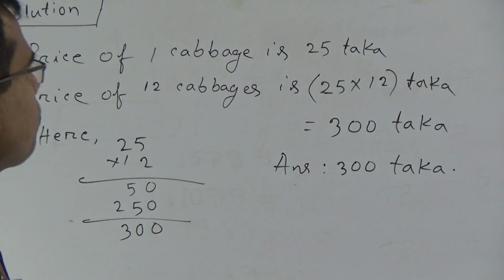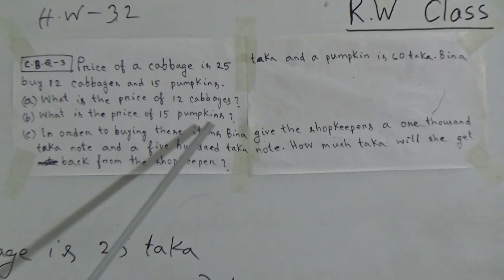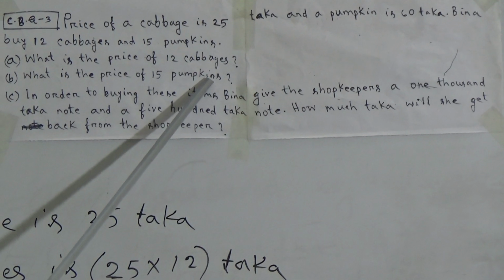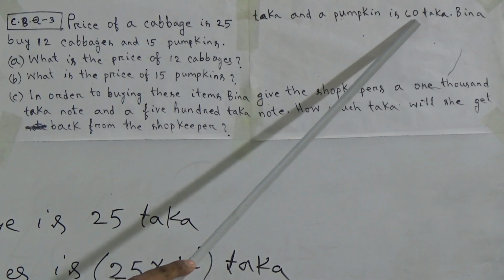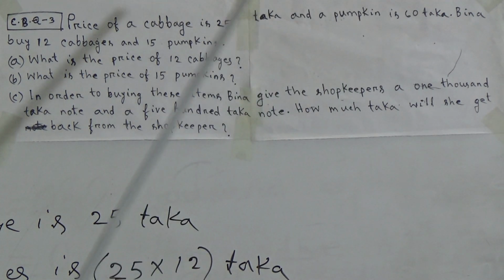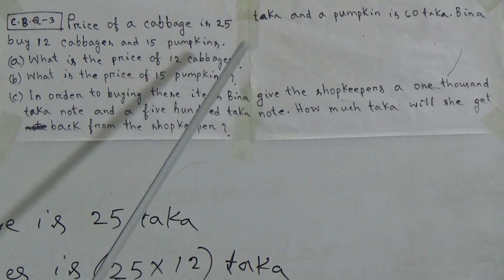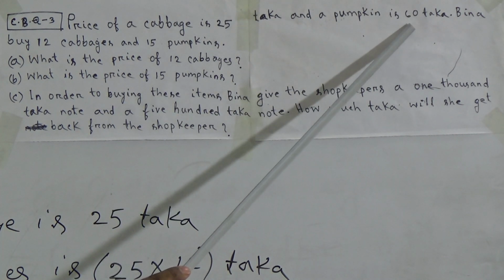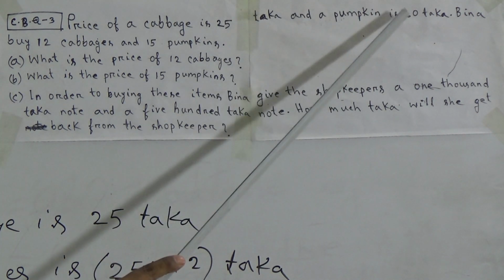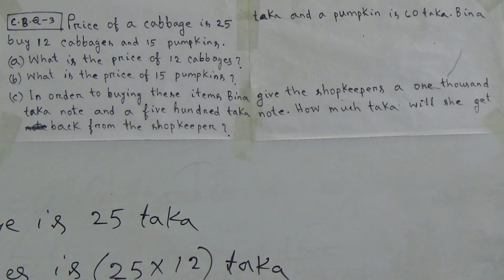Now we will solve B number question. B number question is, what is the price of 15 pumpkins? Here the price of 1 pumpkin is given and it is 60 taka. We have to find out the price of 15 pumpkins. So the price of 15 pumpkins will be 15 times 60. That means we have to multiply 60 by 15.